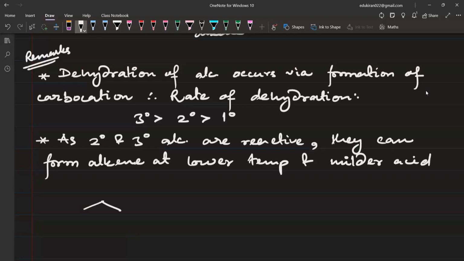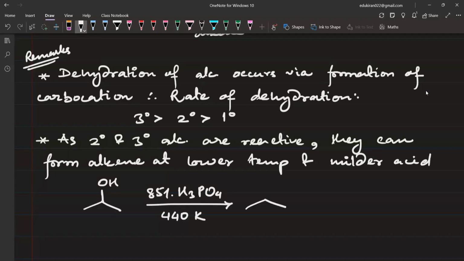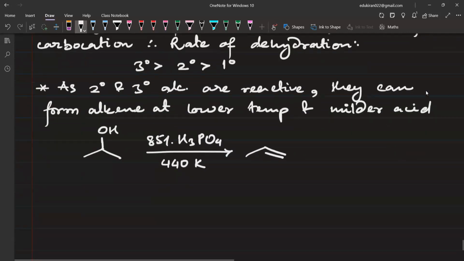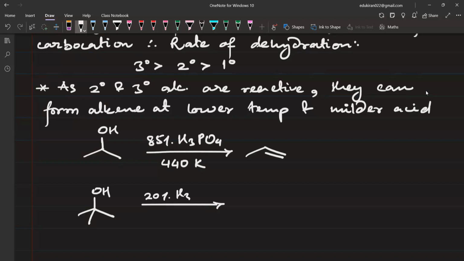So for example, if you have 2 degree alcohol, then you need not even H2SO4, you just need 85% H3PO4 and a temperature of 440 Kelvin. You'll get an alkene like this. When you have 3 degree alcohol, for example something like this, then you just need 20% H3PO4, and the temperature that you need is 358 Kelvin. And there you will get something like this. Okay.